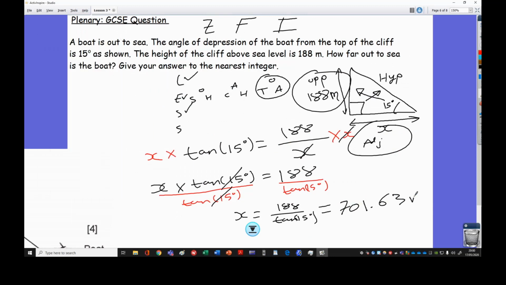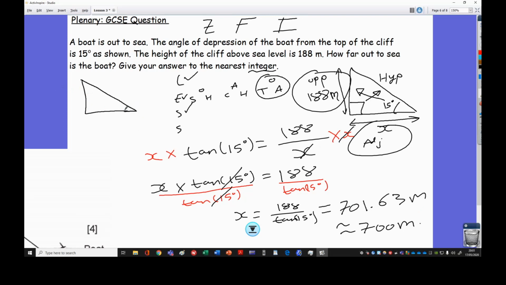And you get 701.63 meters. The question wants our answer to the nearest whole number. Integer just means whole number. So that means we get a final answer of 700 meters. So the boat is about 700 meters out to sea. So that's all there is to this lesson. The last thing that we need to do now is to use trigonometry to work out missing angles.